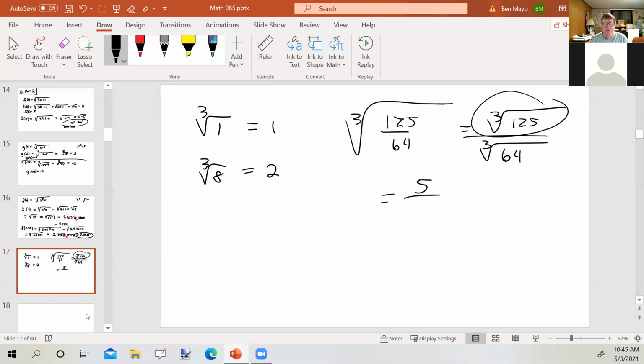8 times 8 is 64, but that would be a square. 4 times 4 is 16, times 4 is 64. So the cube root of 64 is 4. So the cube root of 125 over 64 becomes 5/4.